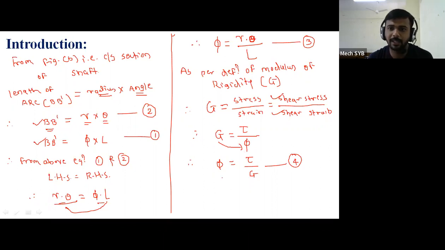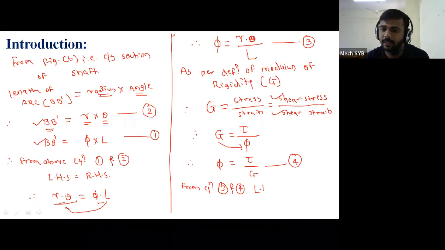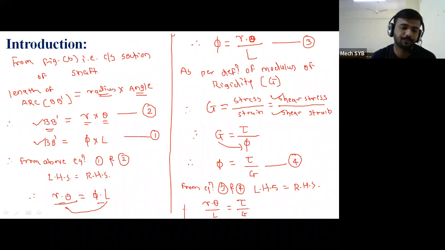Okay, and now if I compare equation number 3 and equation number 4, from equation 3 and 4, again LHS is equal to RHS. Therefore, R into theta divided by L is equal to tau upon G.